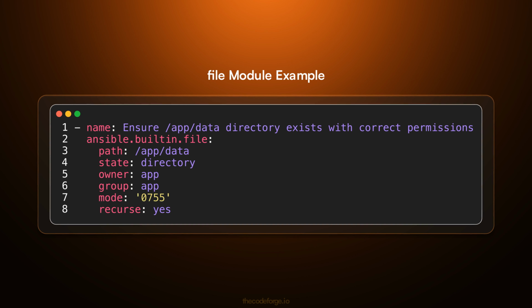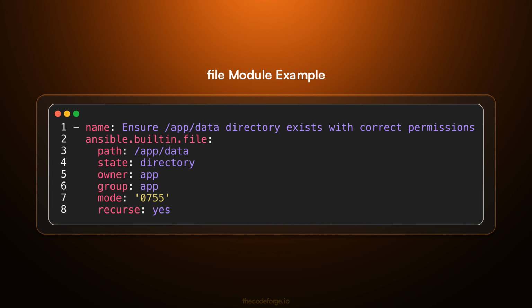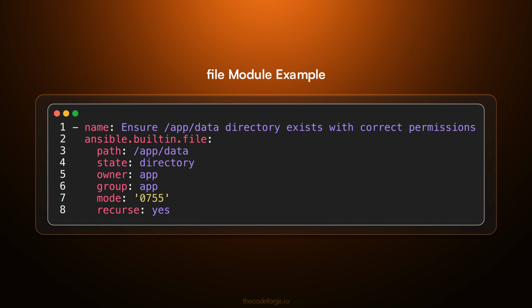Here we ensure the app data directory exists with correct permissions. Note the mode is quoted 755 as a string, not an integer. Also, recurse: yes applies permissions to existing contents. The directory itself gets its mode from the task.